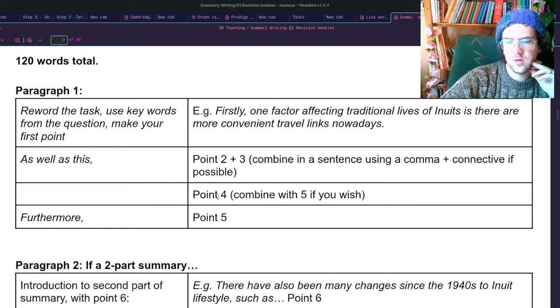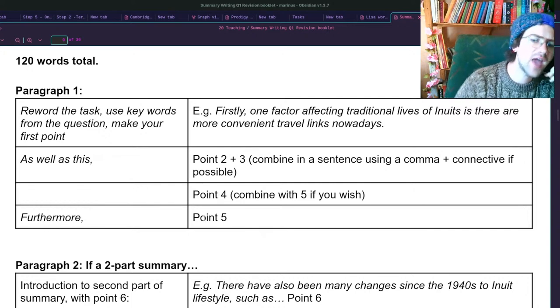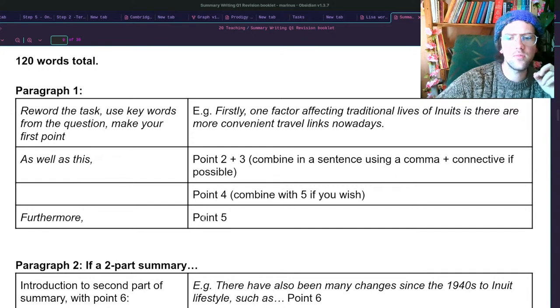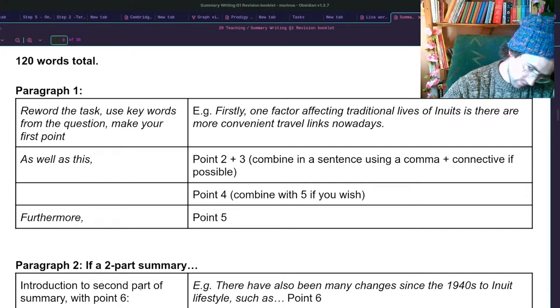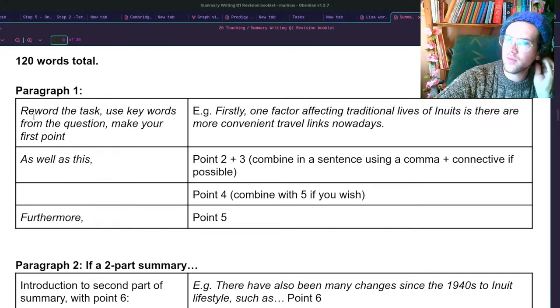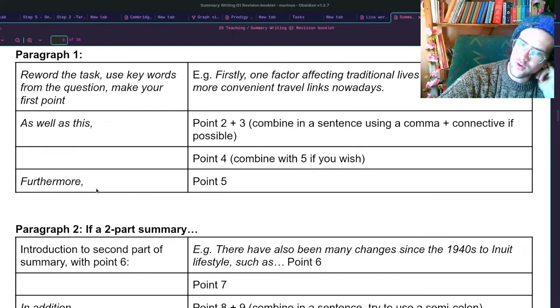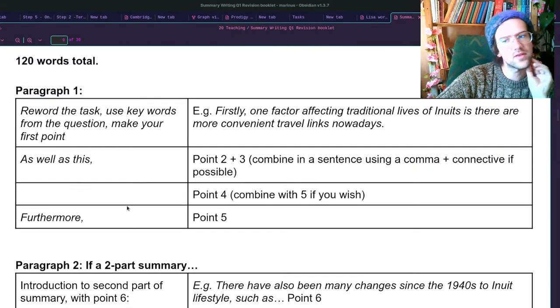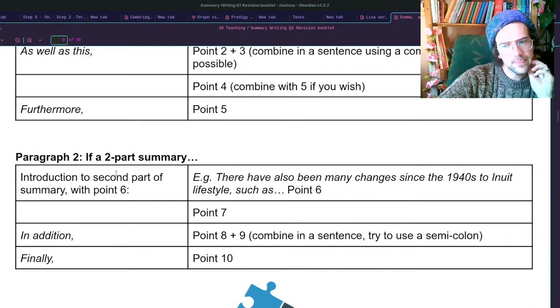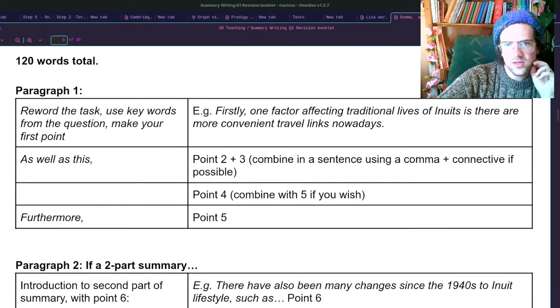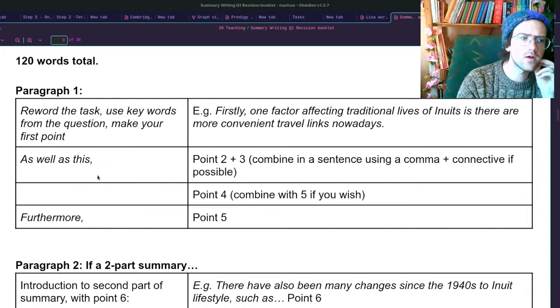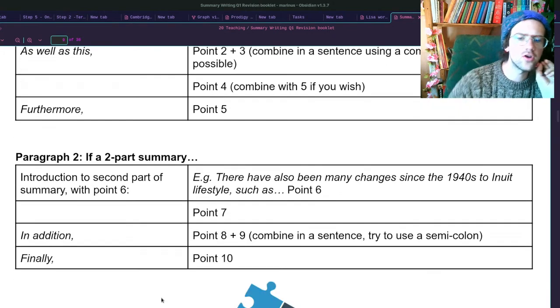So, point 4 and 5 you can combine if you wish, but you can keep them as separate points. But you connect them with furthermore, and then you put your last point. Okay? And then if it's a 2-part summary, then you're going to basically do the same thing, just using different connectives. You can't just keep using the same connectives. Does that make sense? Yeah. And paragraph 1 is going to be your one point that they asked you, the one stream, and paragraph 2 is going to be your second stream.